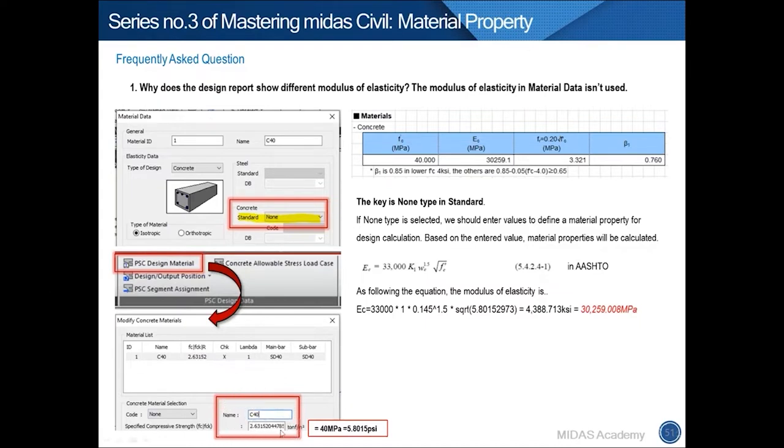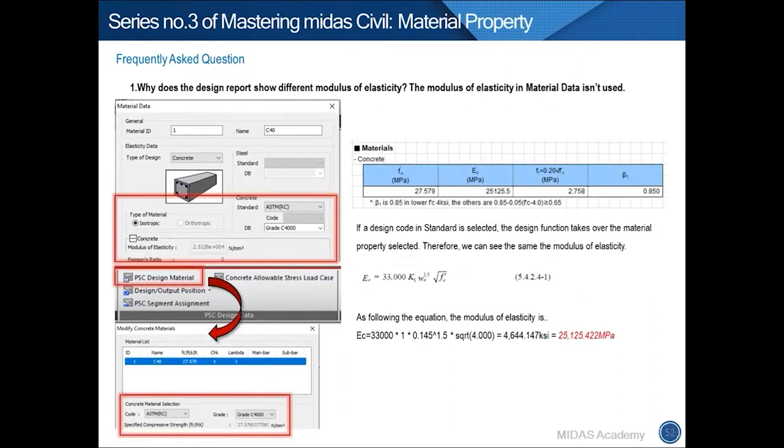he inputted his value here. The elasticity modulus was calculated according to the formula in the AASHTO code here. So I followed this equation to calculate the elasticity modulus by hand, and I got handy calculation results the same as the elasticity modulus in the design report, like this.